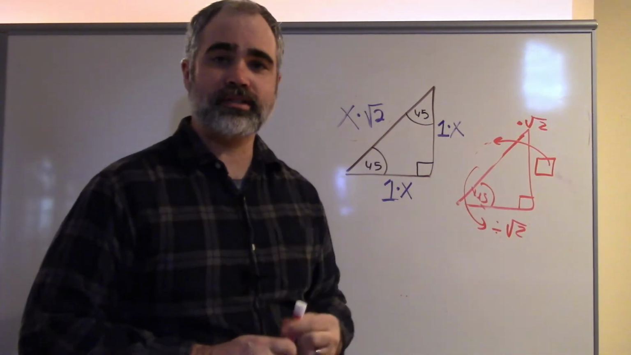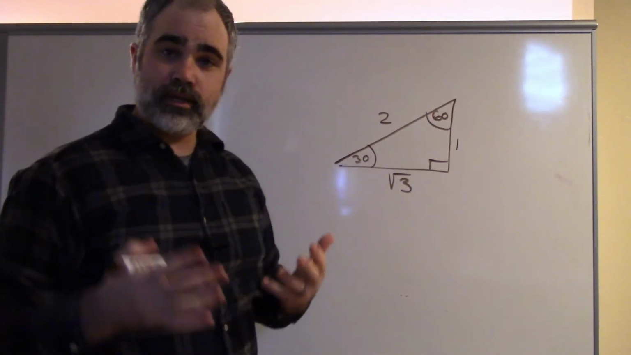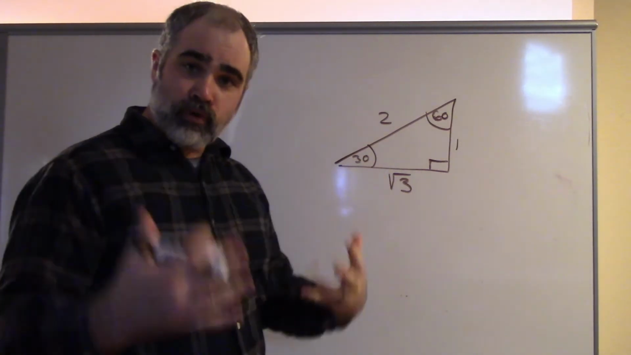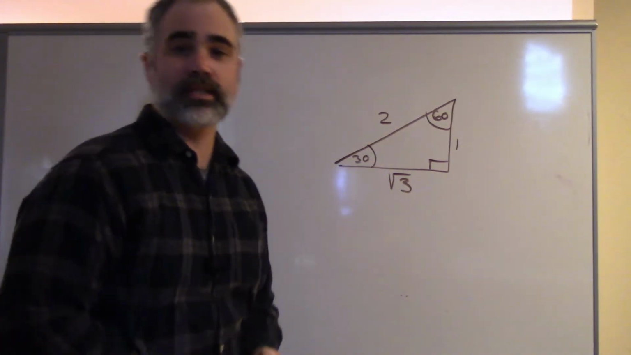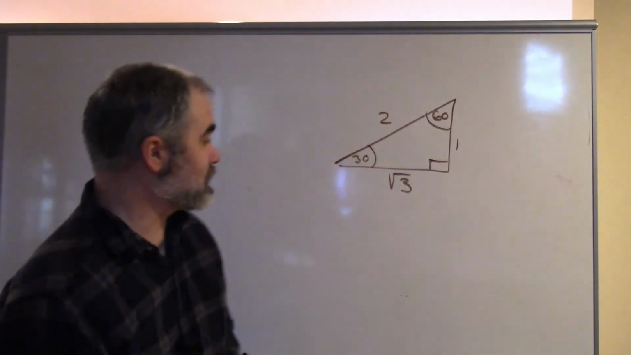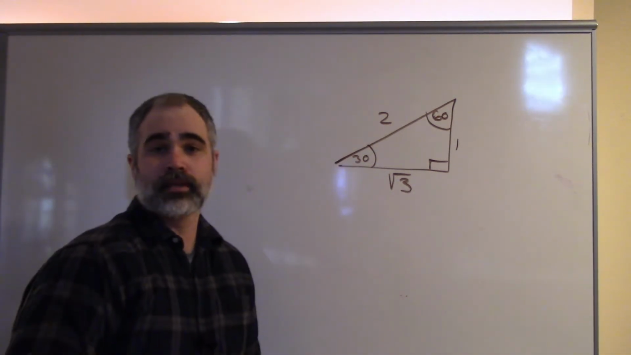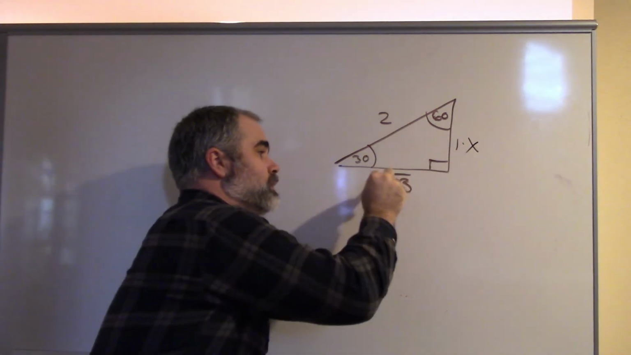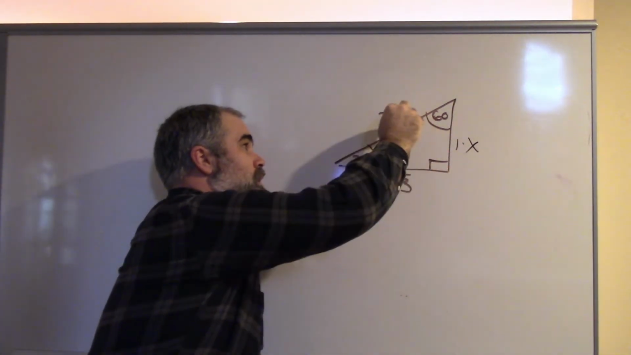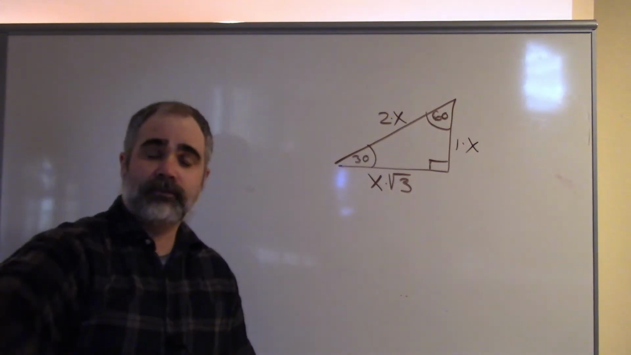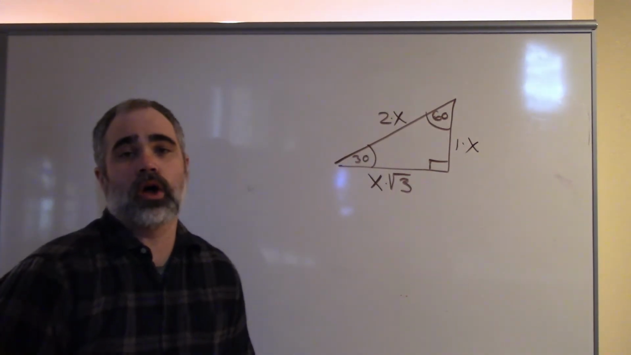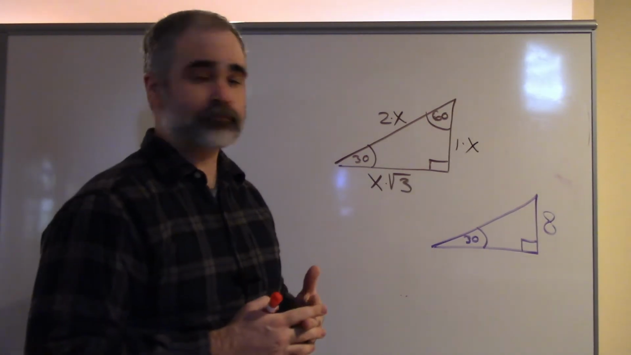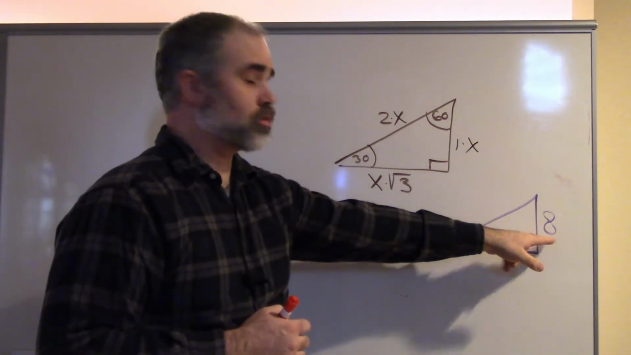Let's take a look at the 30, 60, 90. Now, just like the 45, 45, 90, these are proportional to every other 30, 60, 90 triangle, which means there is a scale factor that you can find. That scale factor is going to multiply by 1, multiply times the square root of 3, and multiply by 2. If you find that scale factor, you can find all the sides extremely easily. Okay, so you're given a problem here where you're given the short side.